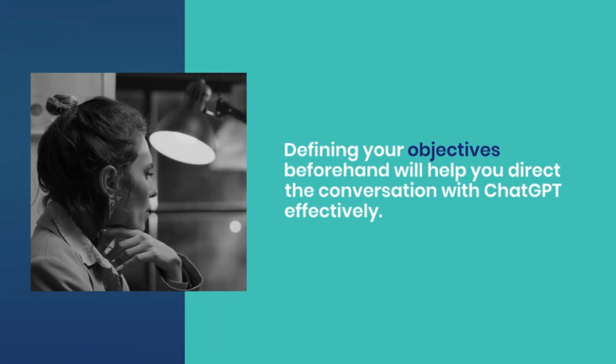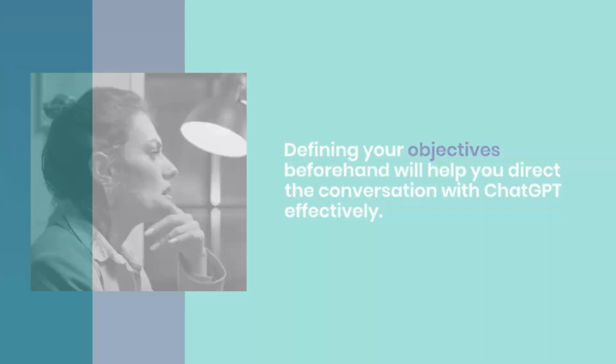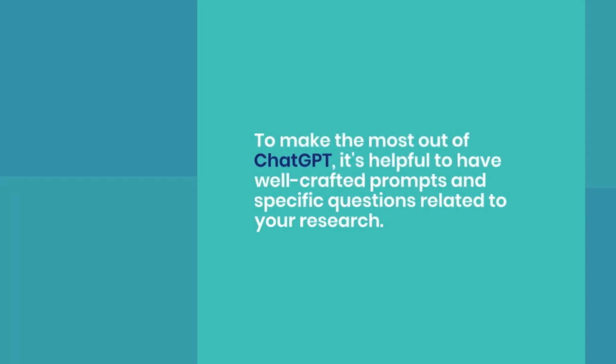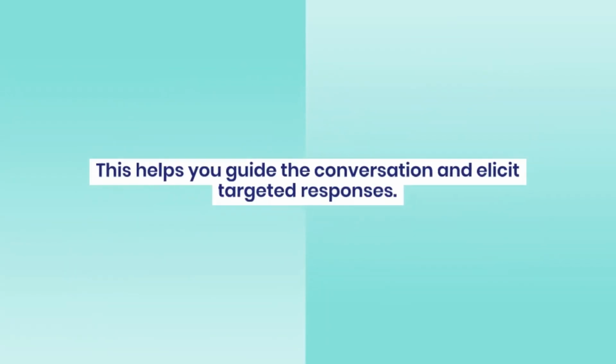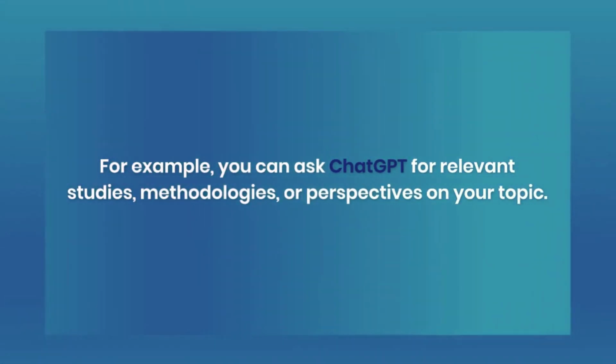Tip number 2, prepare guiding prompts and questions. To make the most out of ChatGPT, it's helpful to have well-crafted prompts and specific questions related to your research. This helps you guide the conversation and elicit targeted responses. For example, you can ask ChatGPT for relevant studies, methodologies, or perspectives on your topic. By providing clear prompts, you'll receive more relevant and useful information.